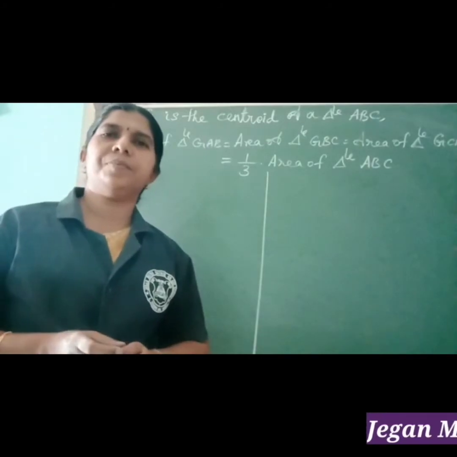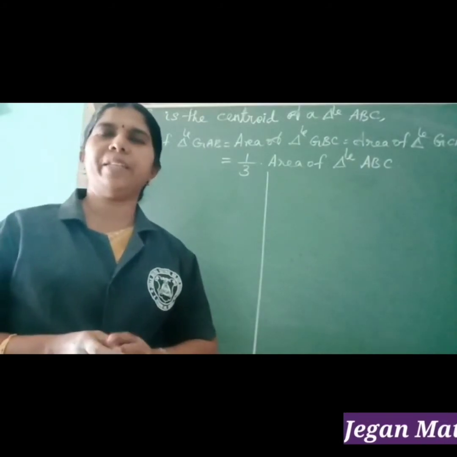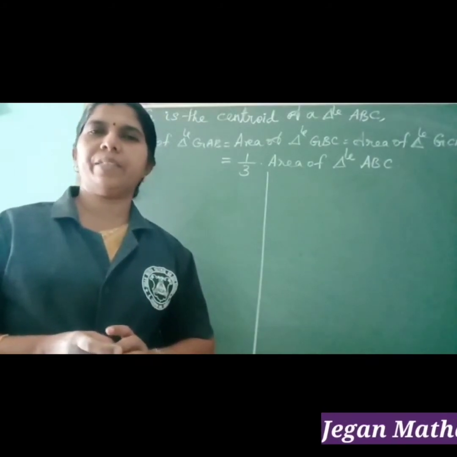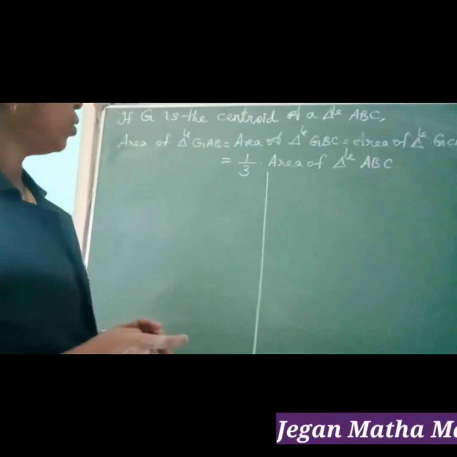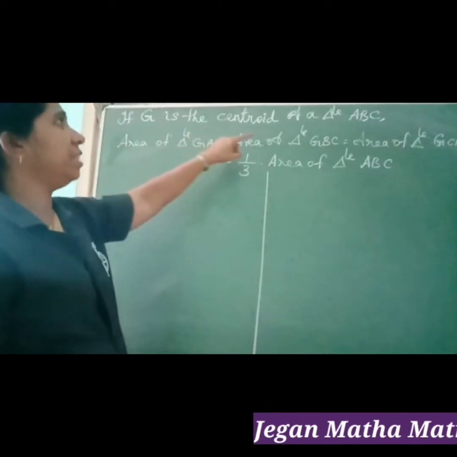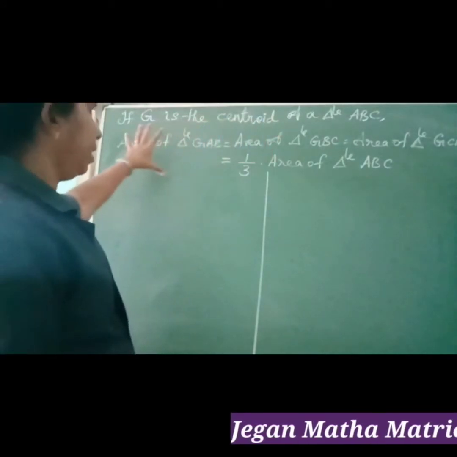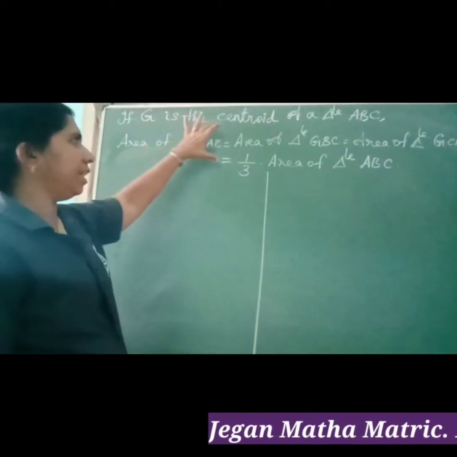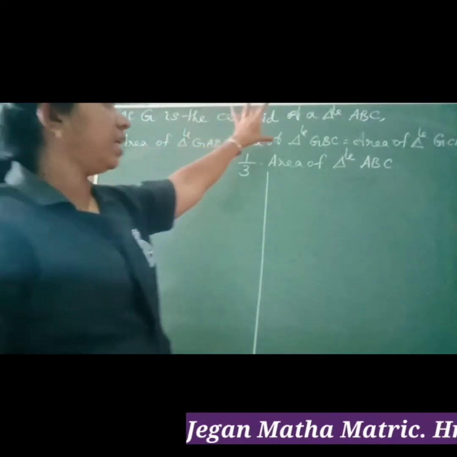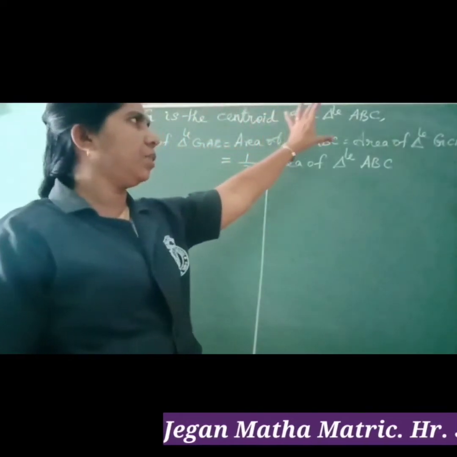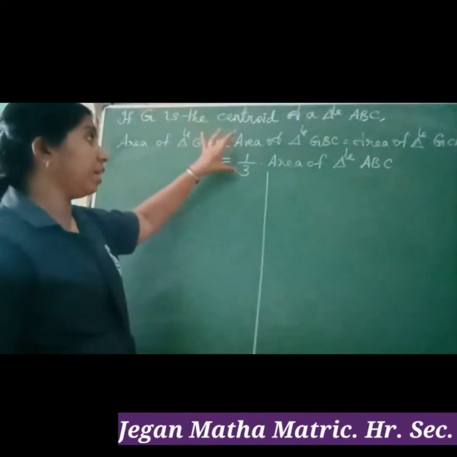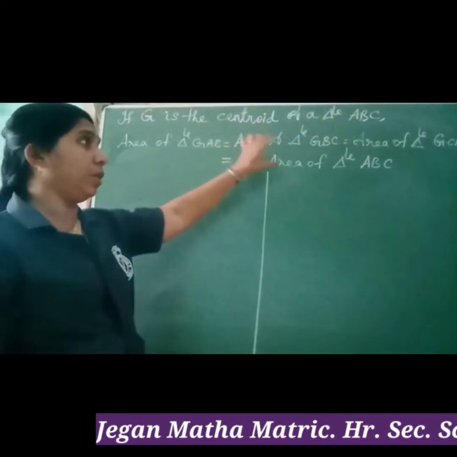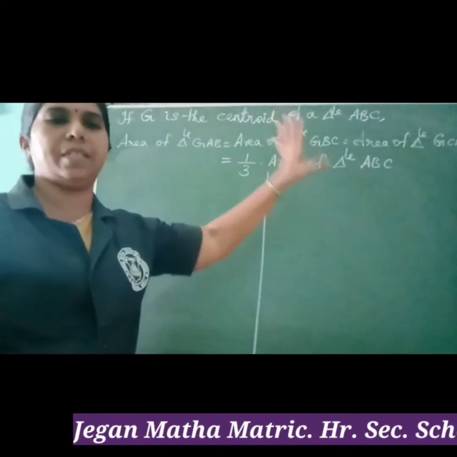Hi students, now I am going to take 12th standard maths, 6th chapter vector algebra. Today we are going to prove: if G is the centroid of a triangle ABC, area of triangle GAB is equal to area of triangle GBC, which is equal to area of triangle GCA. All these three values are equal to 1 by 3 into area of triangle ABC.